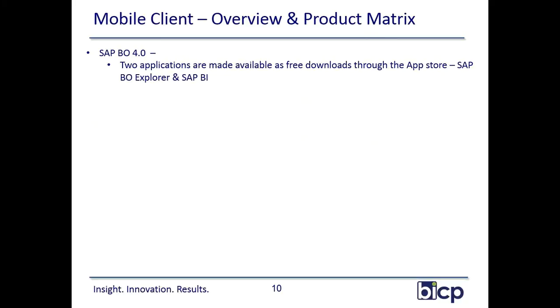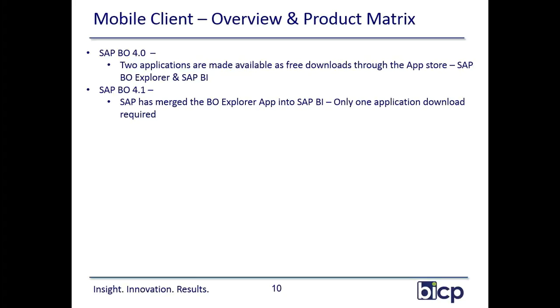So let's go ahead and get started with the mobile client. In 4.0, there are two mobile clients, or two applications, that are made available as free downloads through the App Store. The first one is SAP BO Explorer, and the second one is SAP BI. Now, in 4.1, what SAP has done is they've simply merged the BO Explorer app into the SAP BI app. So now you're only required to download one application that will have all the supported reporting tools within it. And that's a good segue into the next portion of this slide: what are those supported reporting tools within 4.0 and 4.1 on these two different applications?